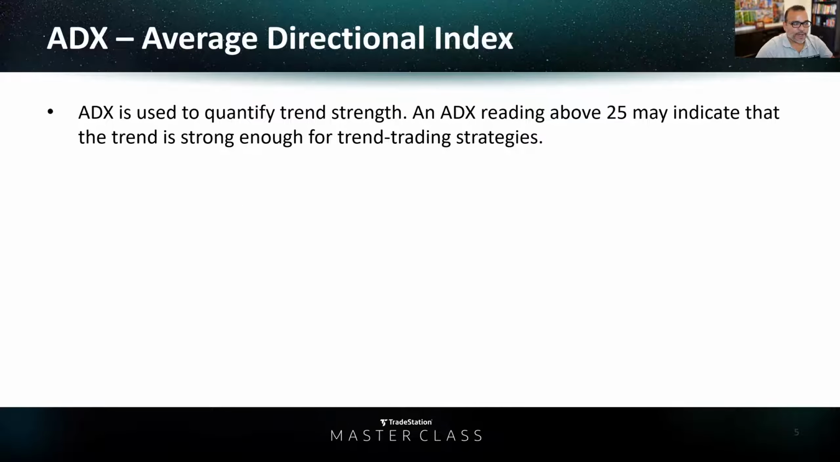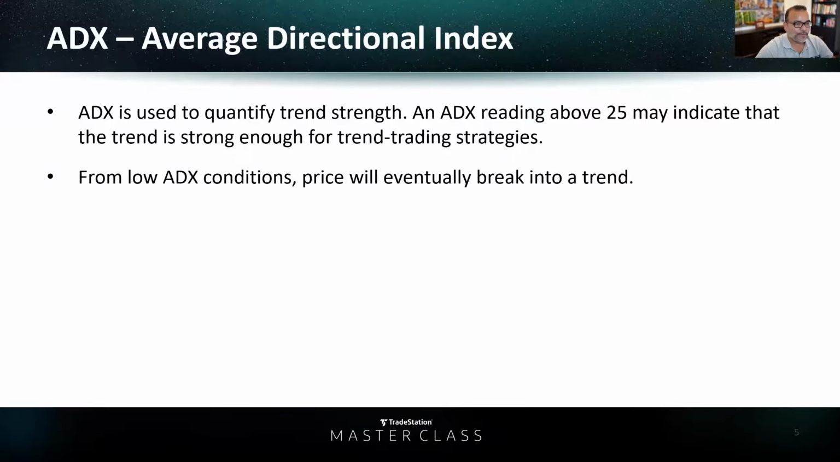ADX is used to quantify trend strength. An ADX reading above 25 may indicate that the trend is strong enough for trend trading strategies. Again, take that 25 level, make sure that you're looking at the ADX and don't take that 25 for granted. From low ADX conditions, price will eventually break into a trend. So what we need to identify is those low ADX conditions. What is a low for this particular symbol that I'm looking at?